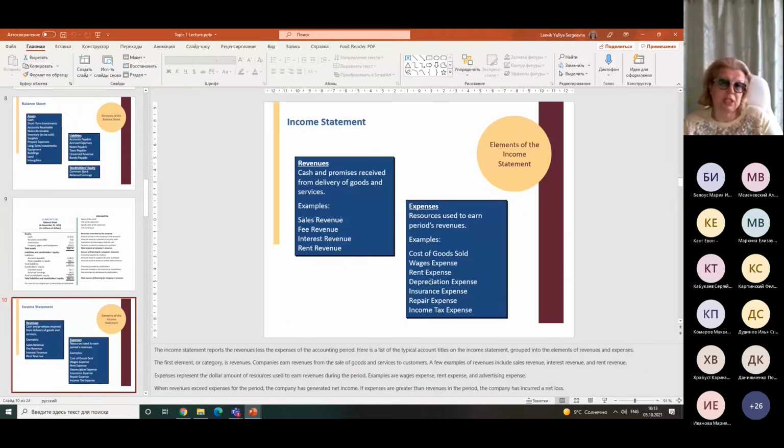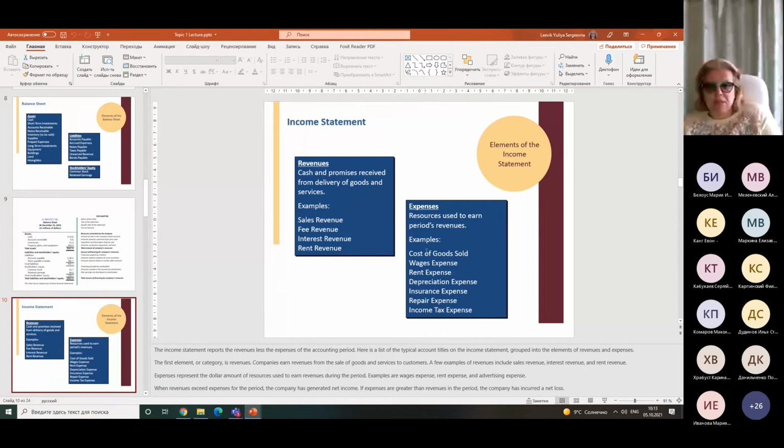Now let's consider our next statement, the income statement. So there are two basic elements of the income statement: revenues and expenses. Revenues and income. I would like to add expenses and gains and losses. Revenues, income and gains, expenses and losses. So what are the typical examples? Sales revenue, fee revenue, interest revenue, rent revenue, and also we should add some other possible income. It could be interest income, dividend income.